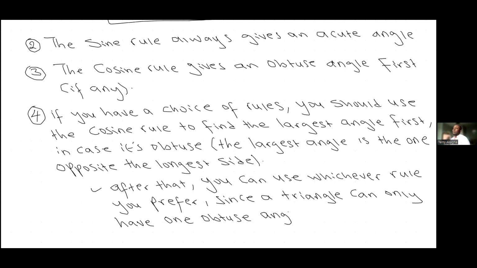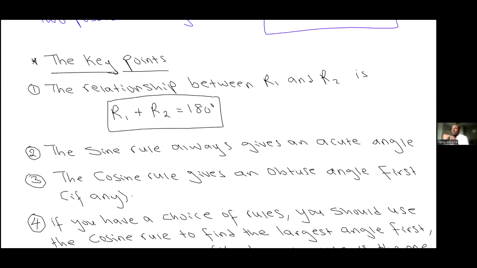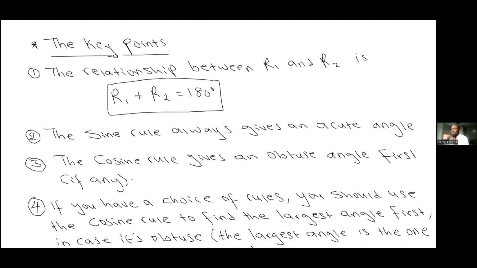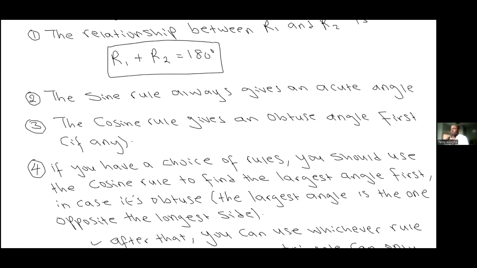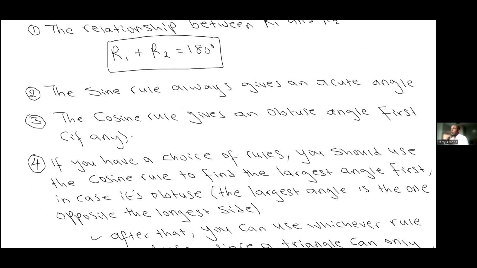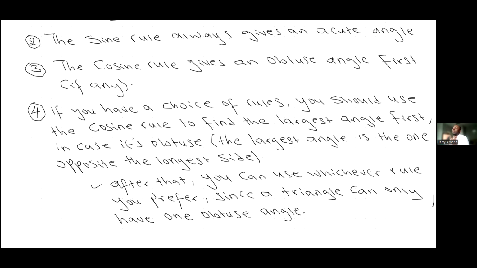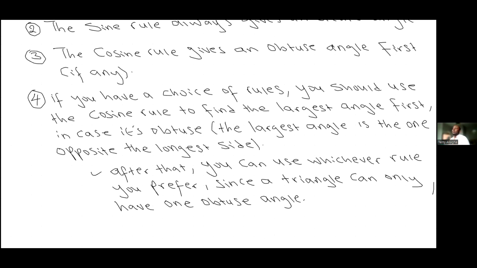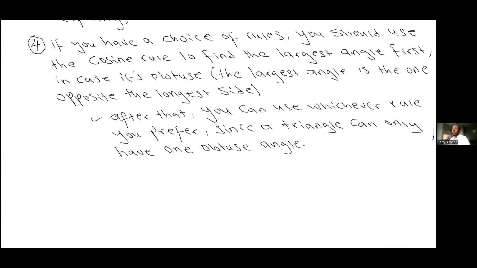All right, so that is it. Those are the four key points that I want you to take note of. The relationship between R1 and R2 is 180. The sine will always give the acute angle. The cosine will give an obtuse angle. And if you have a choice of rules, please start with the cosine rule.